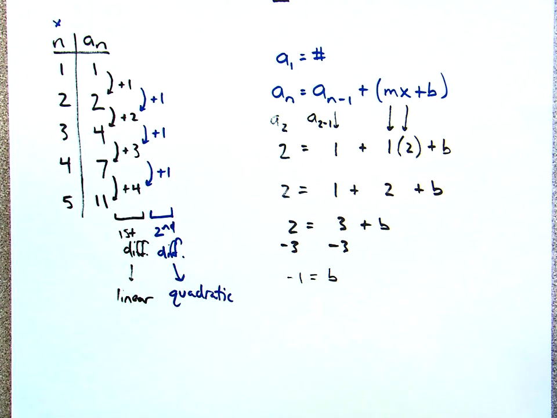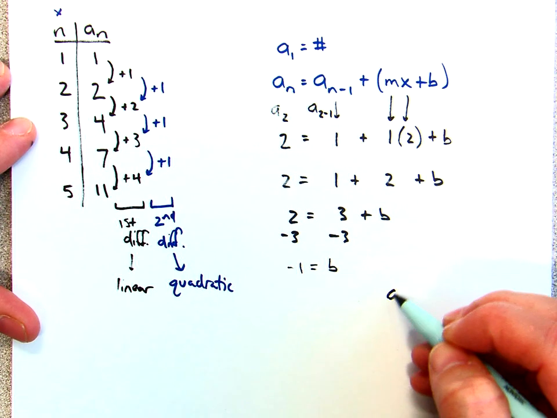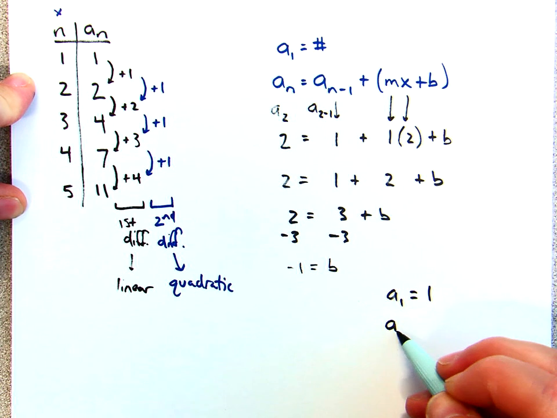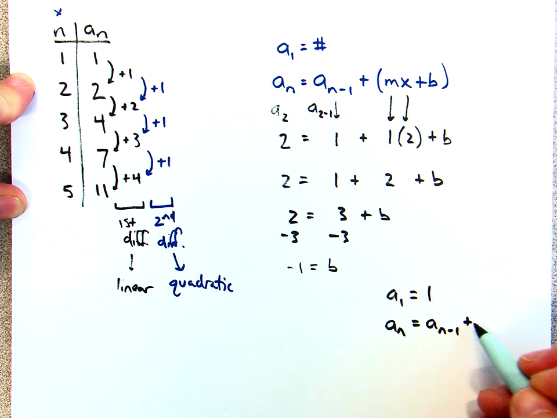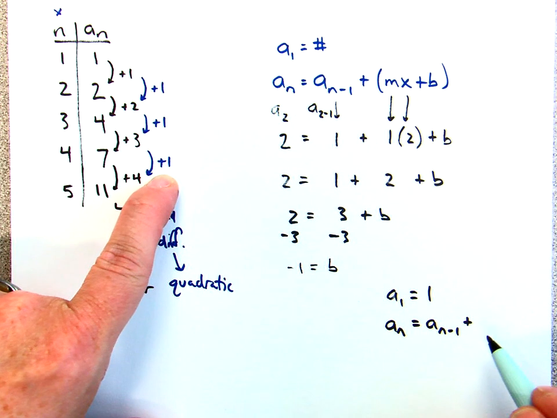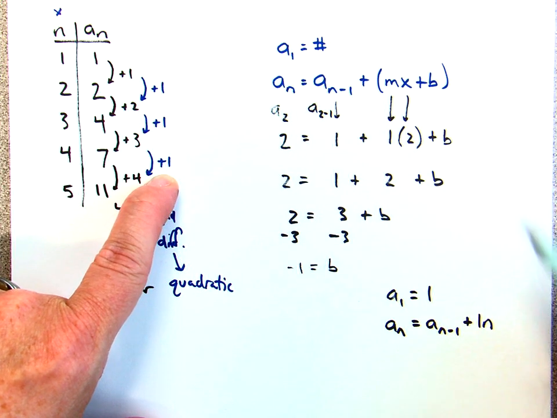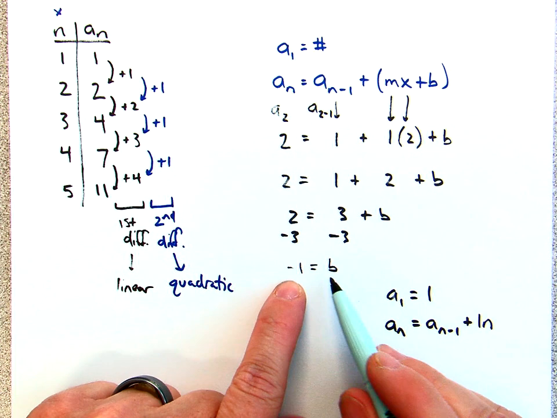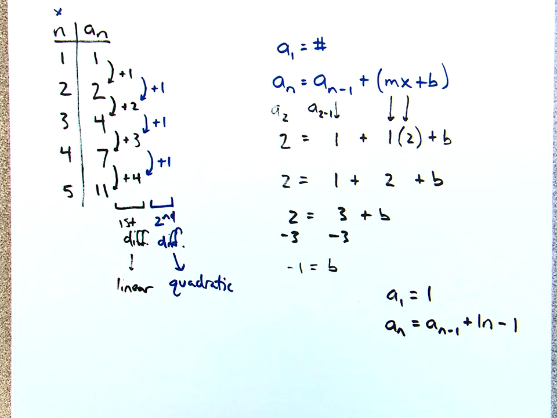and that way I can make this formula. So the recursive formula needs to start at the first term. So our first term was 1. And then we can get any term we want by taking the term that comes before it and add this linear growth in which our growth rate is 1. So if I want to say 1n, right, I'm going to use n instead of x because I used n's here, plus our b value, but our b value is negative 1. So I don't have to say plus a negative 1. I can just say minus 1.